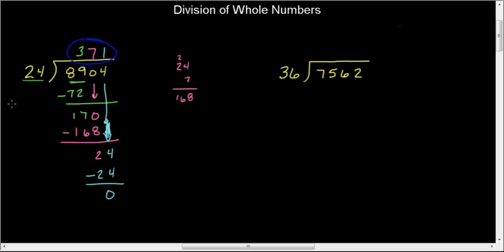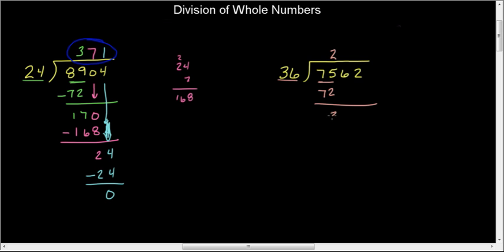We're going to take that same exact method and apply it to our next problem. In this case, we're going to have a remainder because that's the way I planned it. So we're going to follow the same idea. How many times does 36 go into 7? It doesn't. So we have to include the 5. So how many times does 36 go into 75? Well, it can go in there twice, because 2 times 36 is 72.